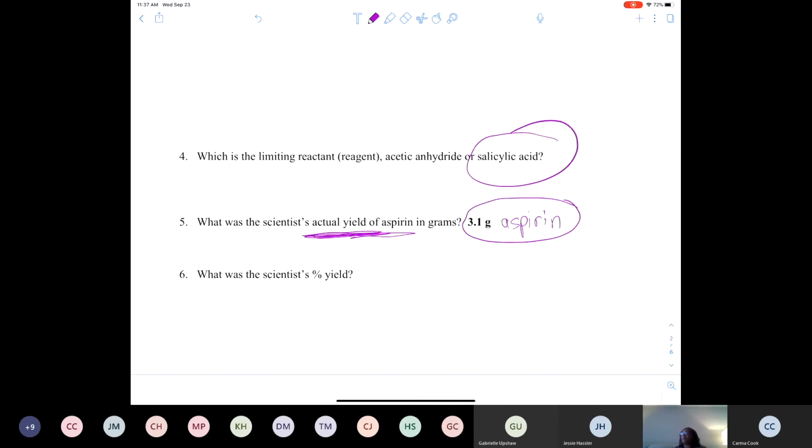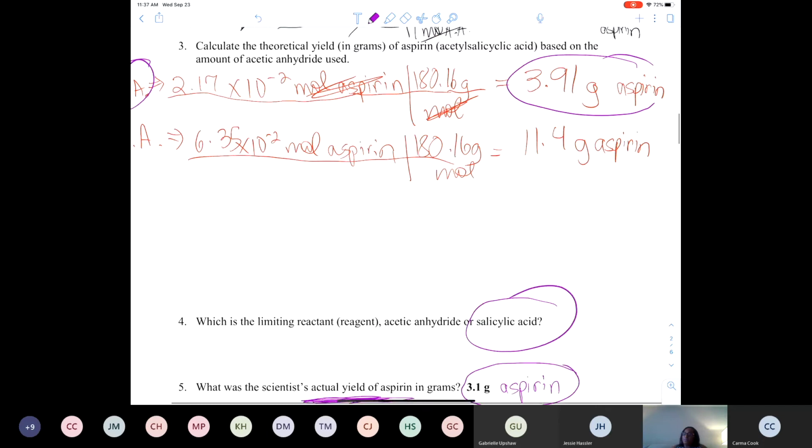Because she's not perfect. You're always going to lose a little bit. You may not have gotten all of the liquid out of the graduated cylinder, the acetic anhydride, when you poured it in with the salicylic acid. So all those little experimental errors come in. And so you'll never get 100% yield. So we weren't expecting her to make 3.91 grams because she's not perfect. But you do want your percent yield to be high.